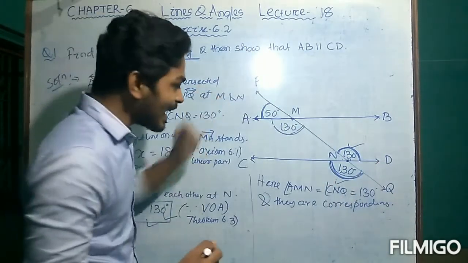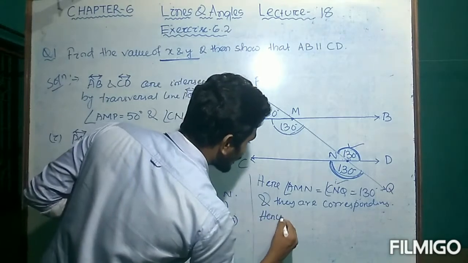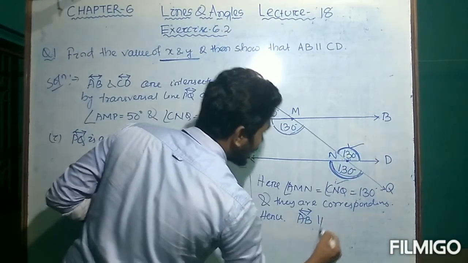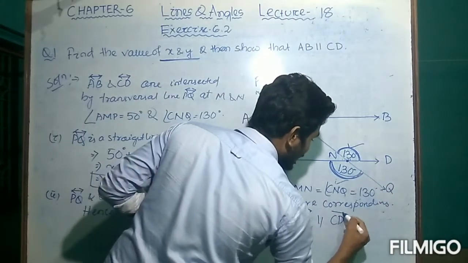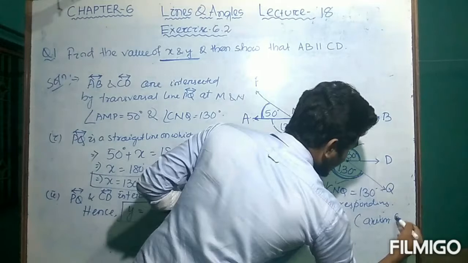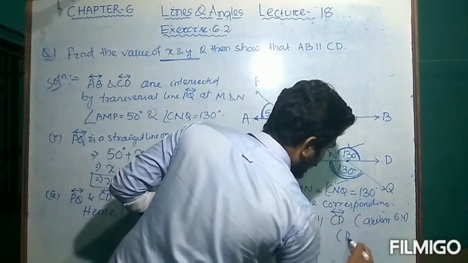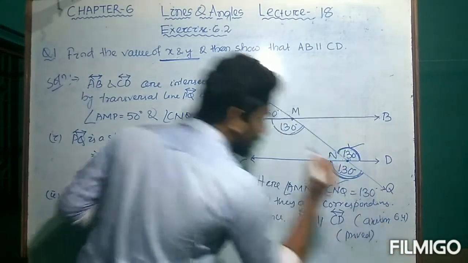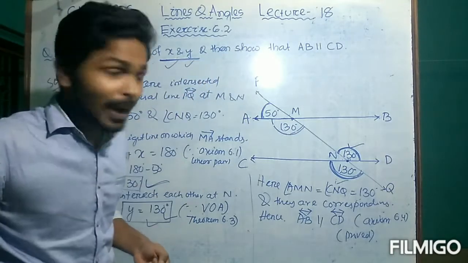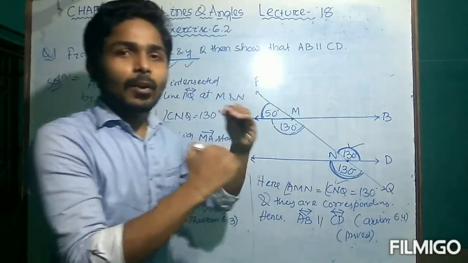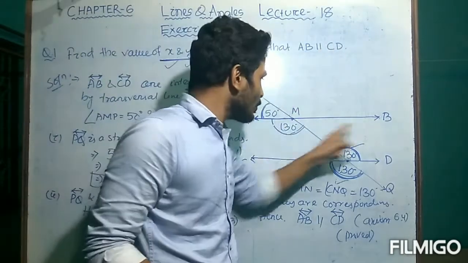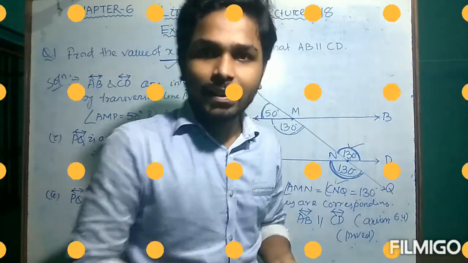Understood? Hence you can say this line AB is parallel to this line CD, due to axiom 6.4. Hence it is proved. For this question, first we find the unknown values of the variables x and y. Then by showing that the corresponding angles are equal, we prove that line AB is parallel to line CD.